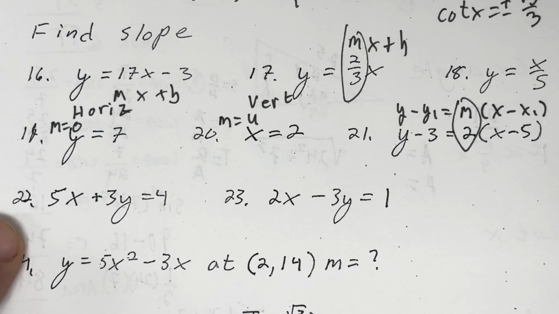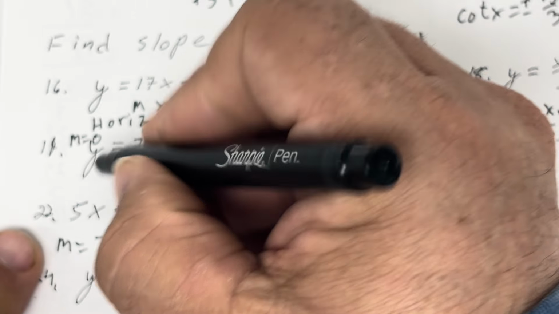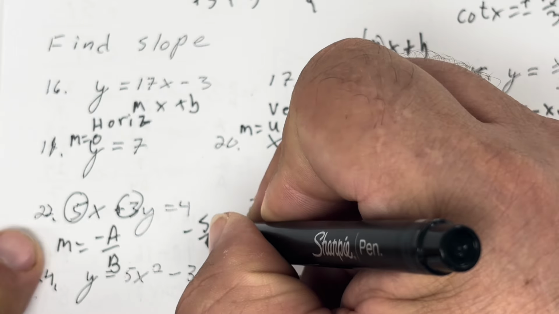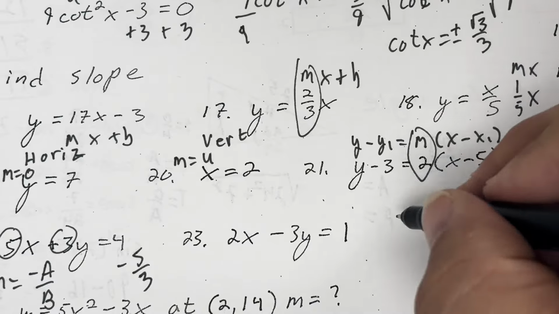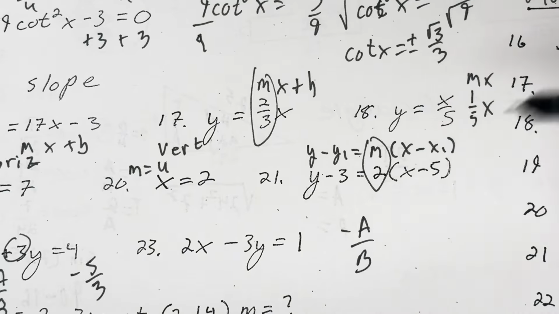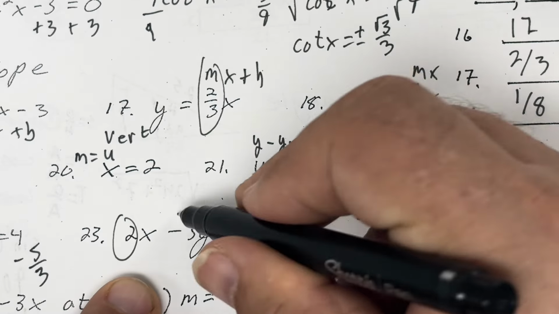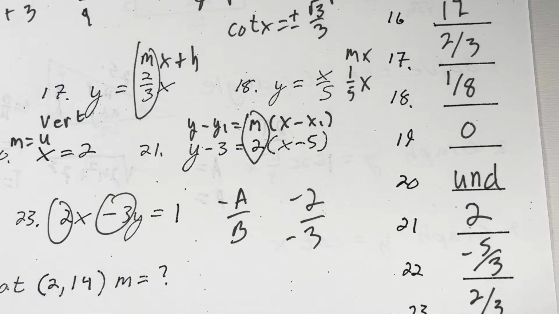Number 22. Slope is opposite of a over b. So a is 5, b is 3. So the slope is going to be negative 5 over 3. Opposite of a over b. So negative 2 over negative 3. That'll simplify to 2/3. Positive.